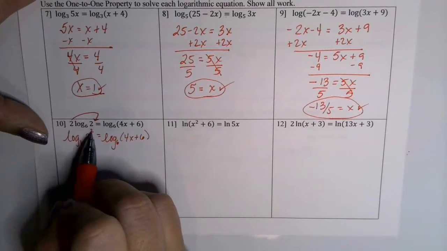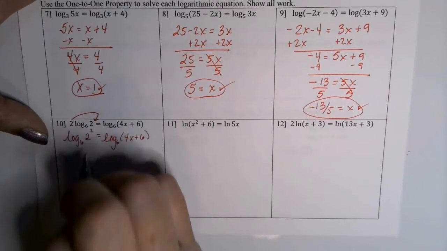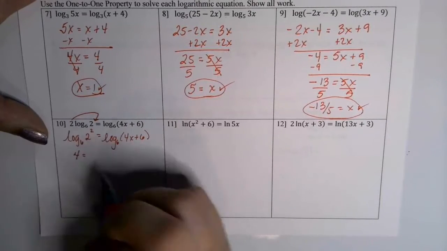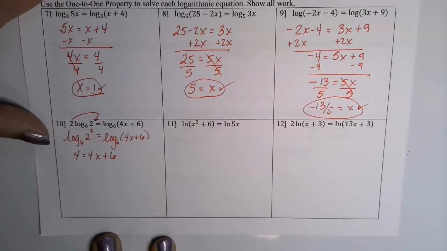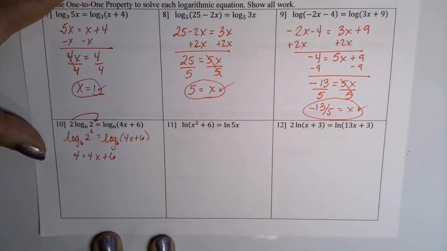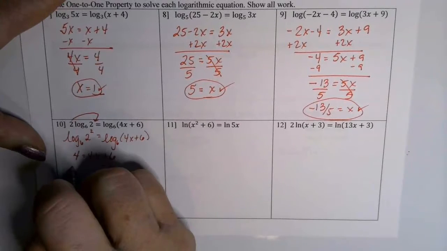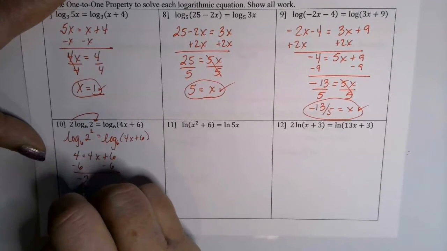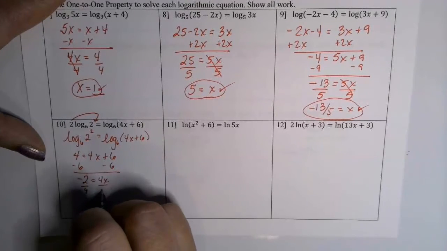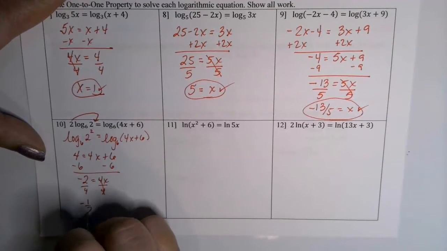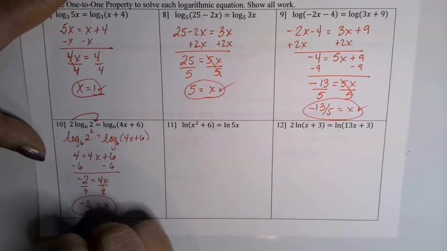So 2 to the second power is 4, and that's equal to 4x plus 6 when we set the arguments of those logs equal to each other. Then we'll subtract 6 from both sides, and negative 2 is equal to 4x. We'll divide through by 4, and negative 1/2 is the x.